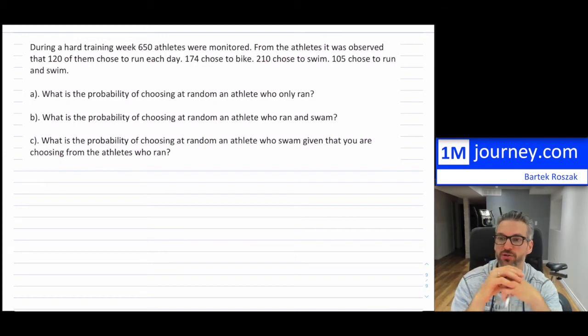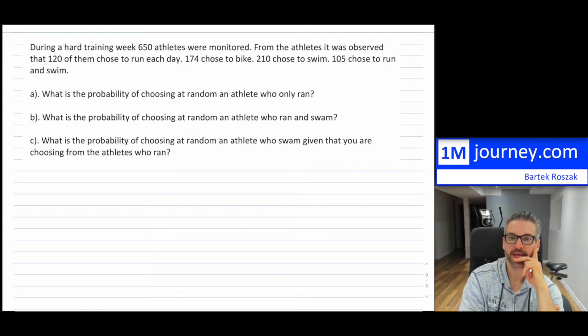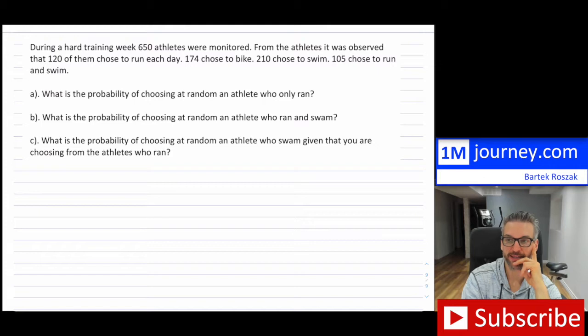During a hard training week, 650 athletes were monitored. From the athletes, it was observed that 120 of them chose to run each day, 174 chose to bike, and 210 chose to swim. So we don't know about all the other athletes. 105 chose to run and swim.